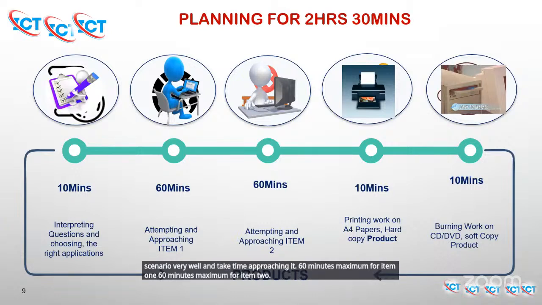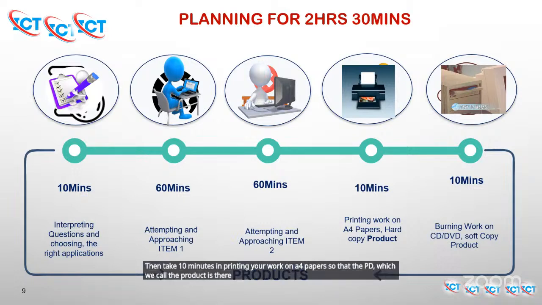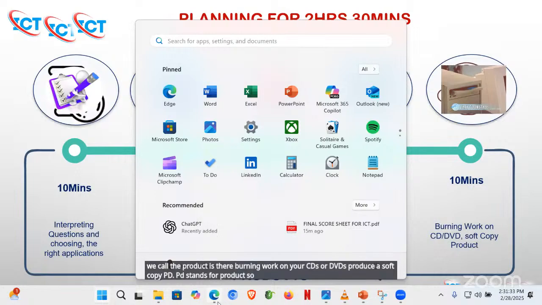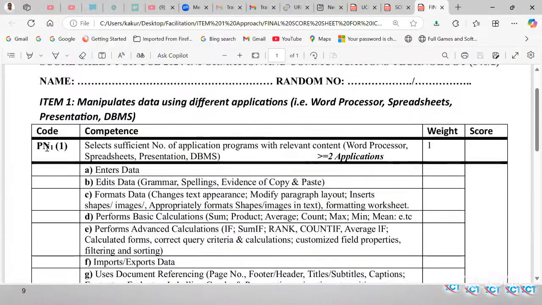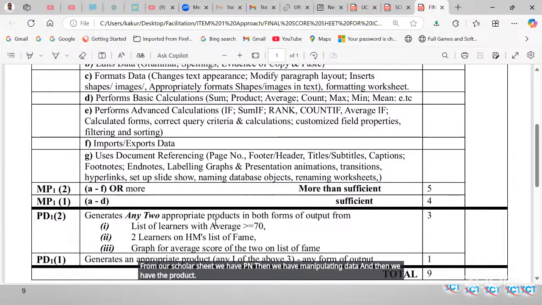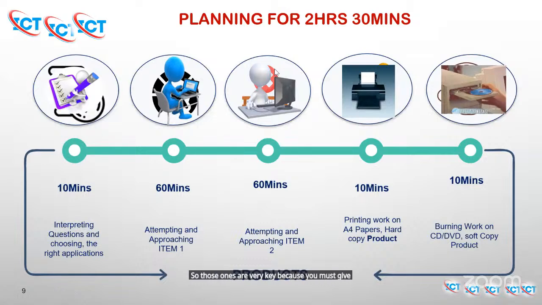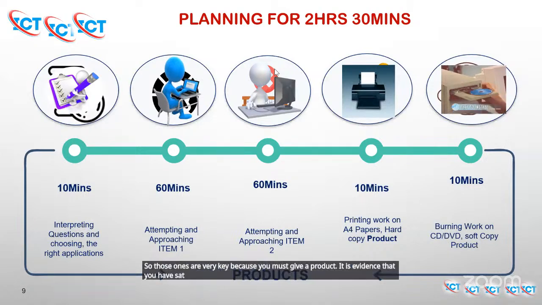Then take 10 minutes in printing your work on A4 papers so that the PD, which we call the product, is there. Plan your work on your CDs or DVDs to produce a soft copy PD. PD stands for product. So as we said, from our score sheet, we have PN, planning, then we have manipulating data, and then we have the product. So those ones are very key because you must give a product. It is evidence that you have sat in the ICT paper and given us all the skills there.